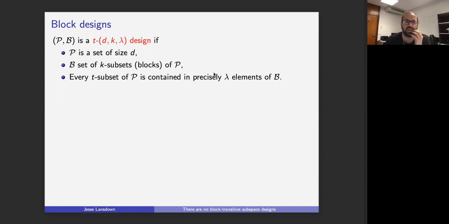So a block design has parameters t, d, k, and lambda, where we have a set of points of size d, and we take k subsets of these points and we call them blocks. And then the thing that makes it a design is that we have this additional property that if we take any t subset at all, it is contained in exactly lambda blocks.